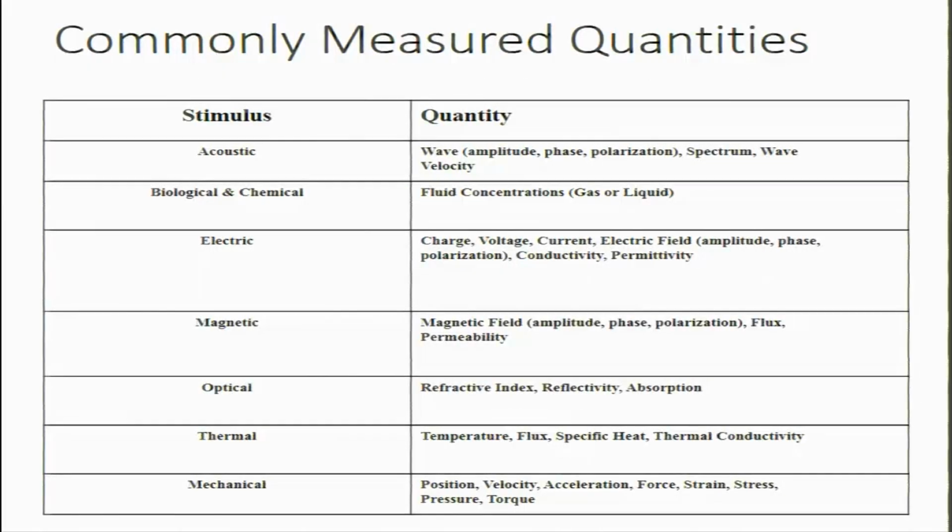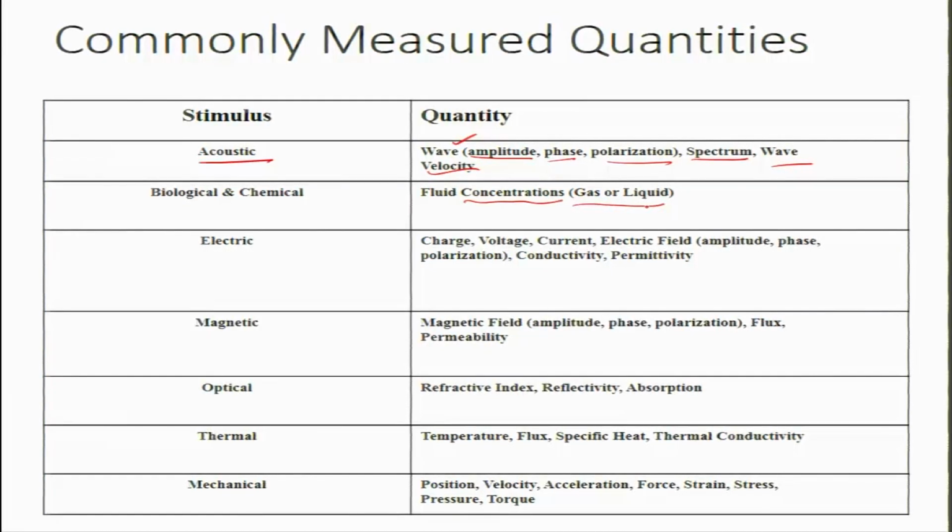So, if we look at commonly measured quantities using some of these sensors, we have acoustic sensors, which typically work on measurement of the whole acoustic wave. Wave means amplitude, phase of the wave, polarization aspects of the wave, and so on. It talks about wave velocity, the frequency spectrum. When we talk about biological and chemical stimulus, the commonly measurable quantities are the concentrations of various substances which are either in gaseous or liquid forms.